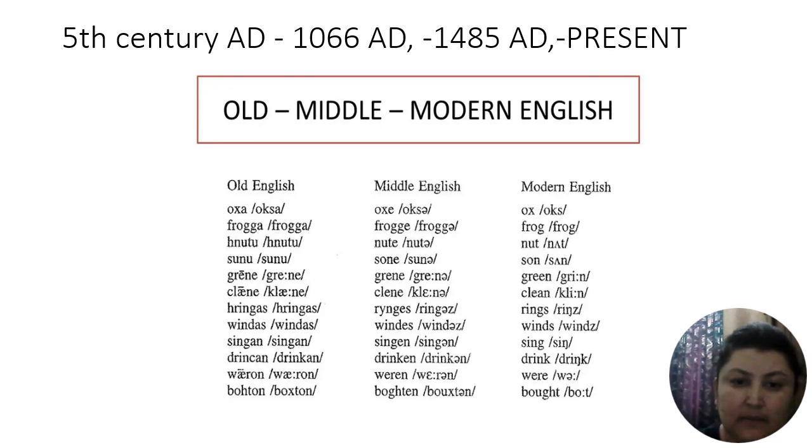There are some examples that depend on the Old, Middle, and Modern English words. The first one is oxa, the second one is broken, and there are some examples that depend on the following criteria.